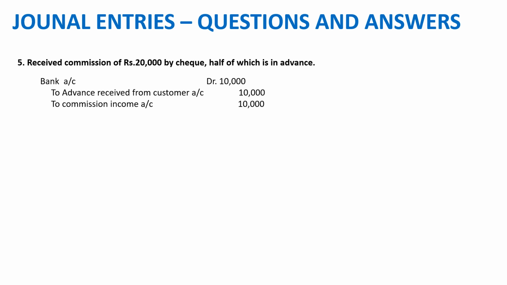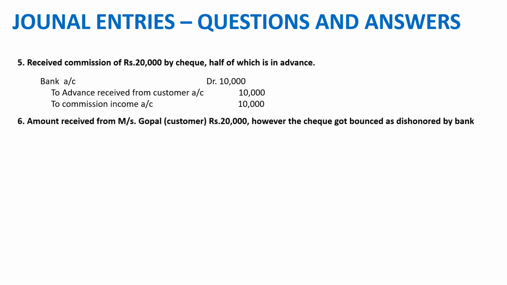Now, this 10,000, you have two components. One is commission received. So it is credited, right? All income will be credited 10,000. At the same time, you have received advance from the customer, that is 10,000. That is also credited because you have to give benefit in future or you have to pay back this money, right? If you are not earning that commission, you have to pay back the commission.